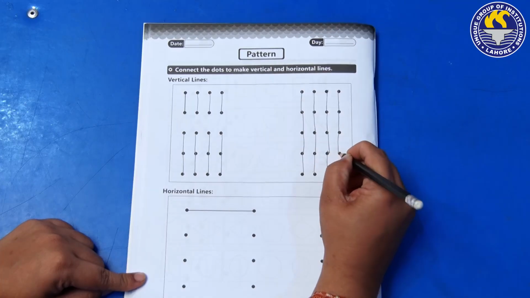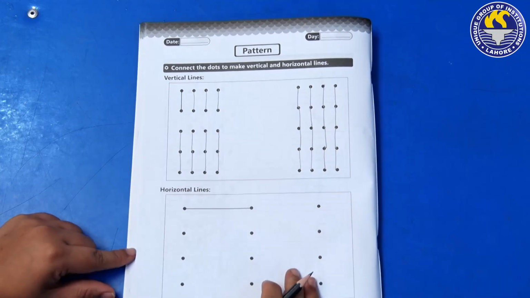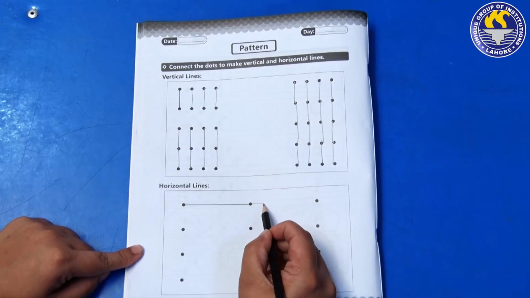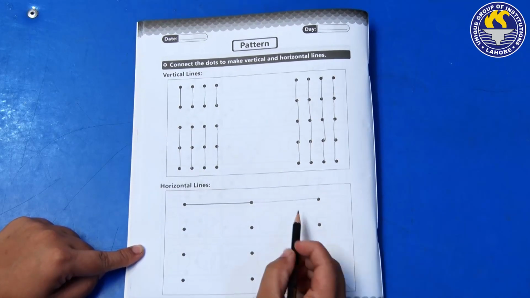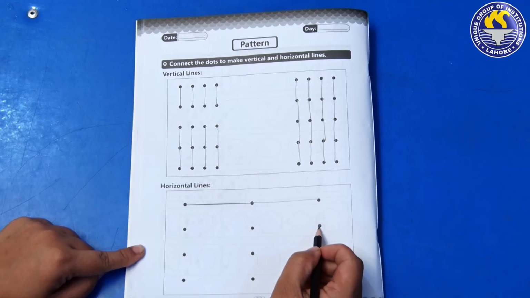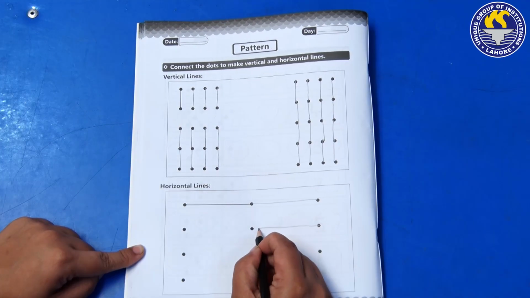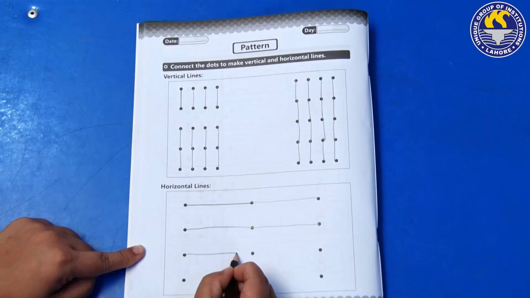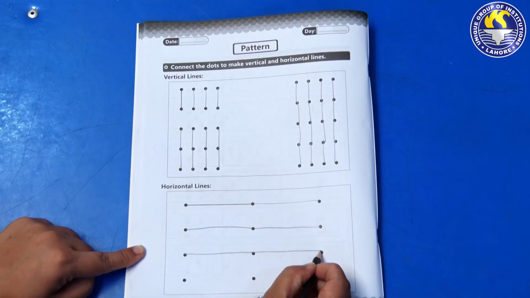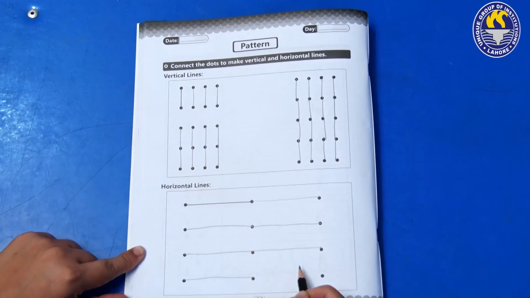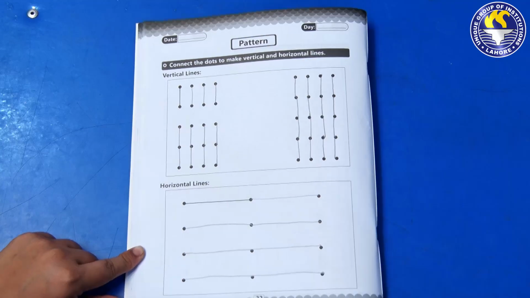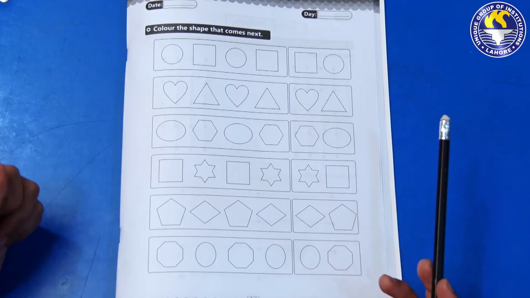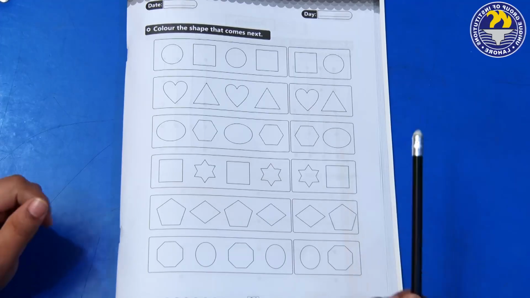Top to bottom. Now, let's do the practice of horizontal lines. From left to right, or you can do the horizontal line from right to left as well. These are the sleeping lines as well. We can call these lines horizontal lines and sleeping lines too. The practice is done.